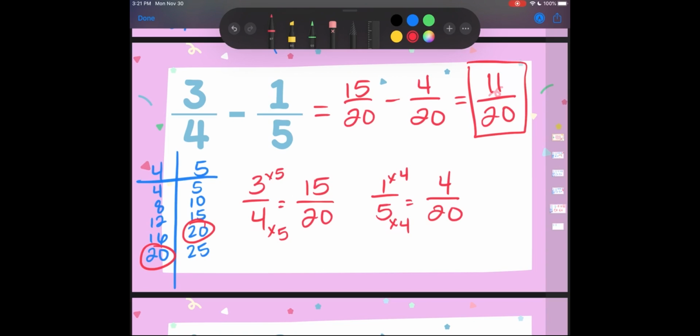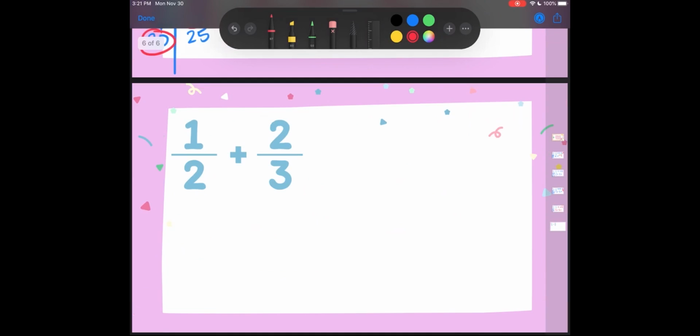We know 11/20 is as simplified as it can get because 11 is prime and 20 is not a multiple of 11. I can't do 20 divided by 11 and get a nice, clean, no-remainder number. So 11/20 is as simplified as it can get.